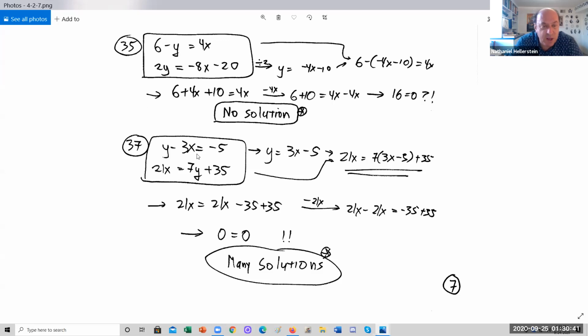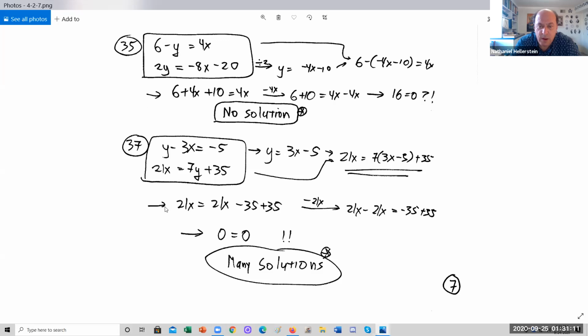Here you have y minus 3x is -5. 21x equals 7y plus 35. The first equation we can solve for y by transposing the 3x. So y equals 3x minus 5. We can then substitute this 3x minus 5 into the other equation.